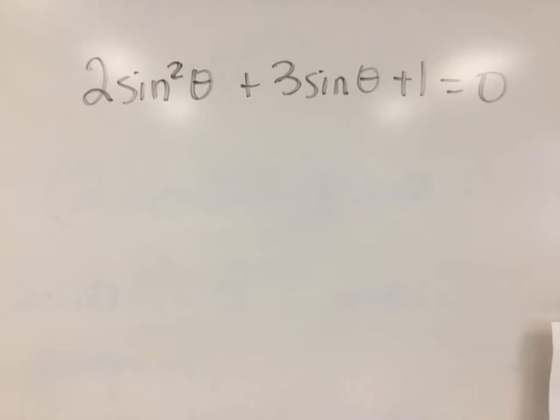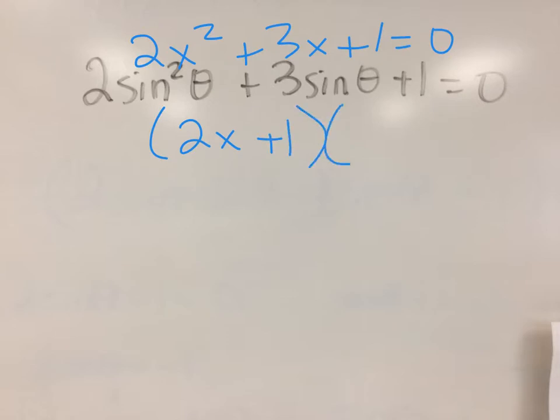Okay, now this fancy trig equation is a quadratic trig equation. We're going to solve this quadratic trig equation just like we solve regular quadratics, by factoring. So we can write down, this is very similar to 2x squared plus 3x plus 1 equals 0. That would be the quadratic equivalent of this trig equation. This one would factor to 2x plus 1 and x plus 1. In the quadratic one, those would be the factors.